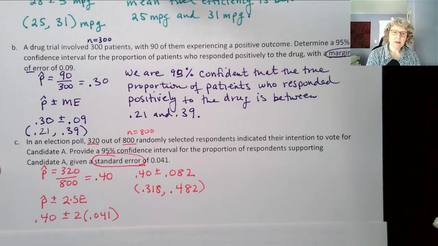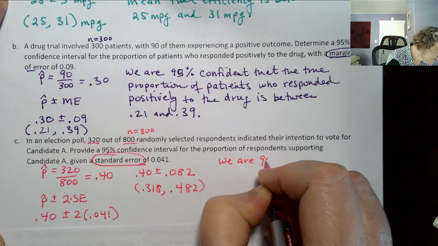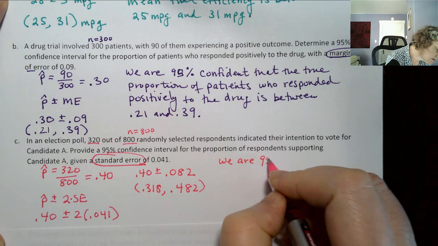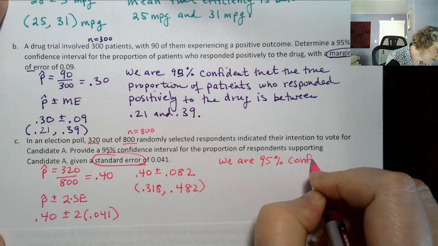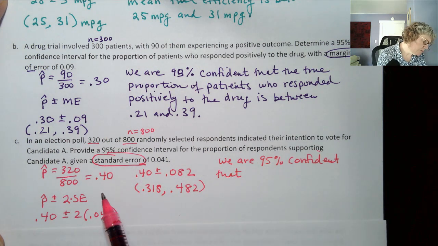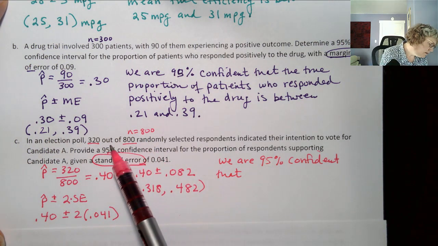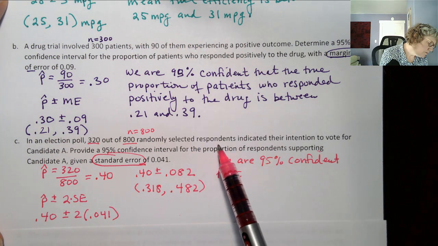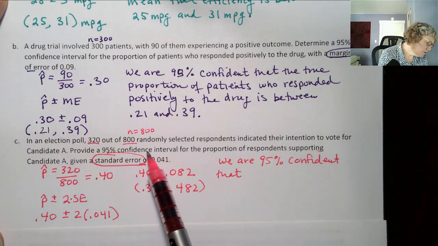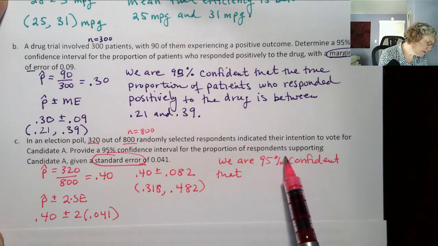Okay, good. So let's write this one out. We are 95% confident that, so let me see if I can write it in a little different way this time. 95% confident that respondents indicated their intention to vote for candidate A. They're not really telling us who our population is. Proportion of respondents.